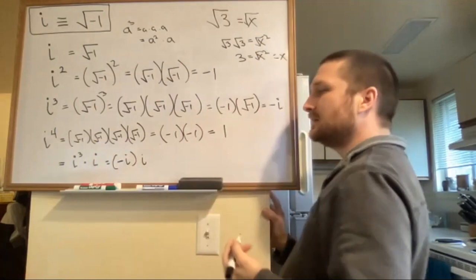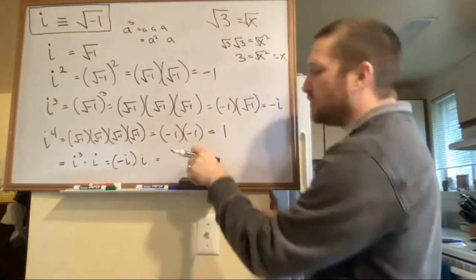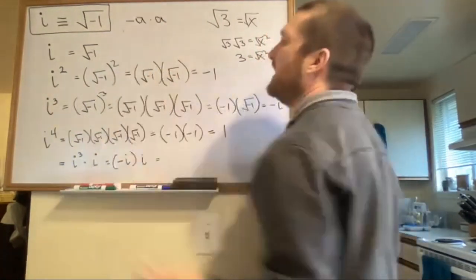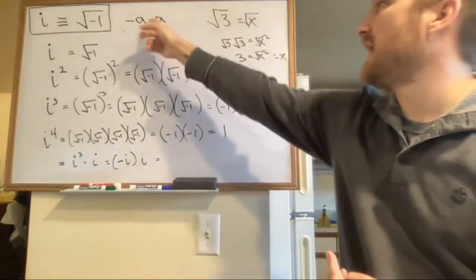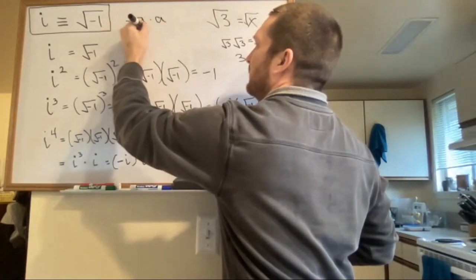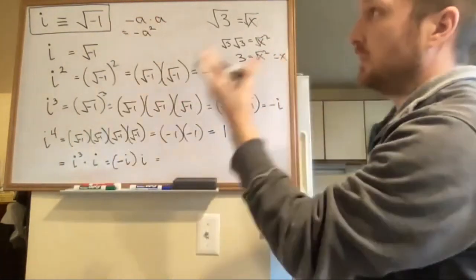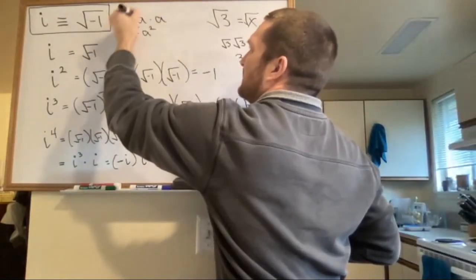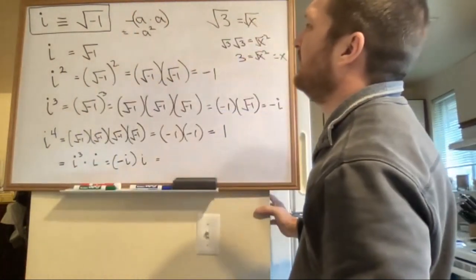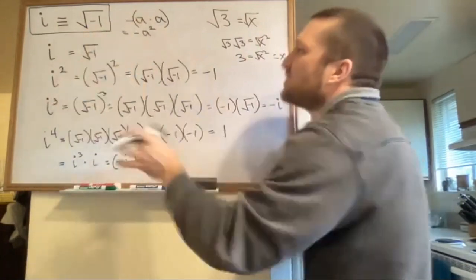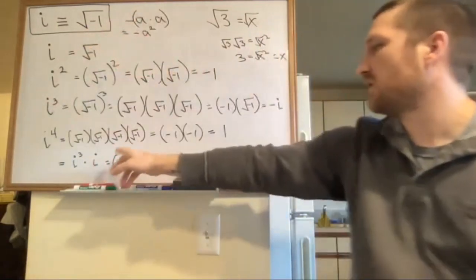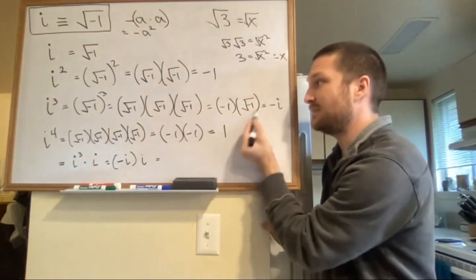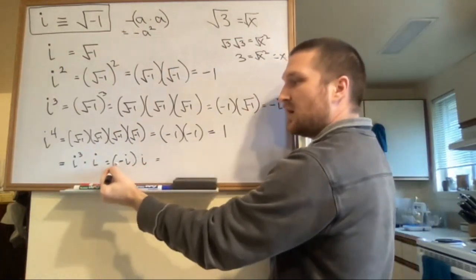times i, which now, let's just take a second. If I said negative a times a, you'd say, oh, that's negative a squared, right? Check me on that. If I have negative a, multiply it by a, it's the same as negative a times a? Yeah, because negative just means negative one out front. And so we could just pull that negative one out front. So this means the same thing. You have i cubed is negative i, or negative one times i. That's all that means. And so you have the negative out front.